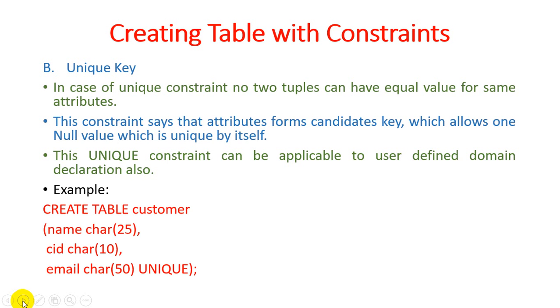Just take an example. Name char 25, CID char 10 and email char unique. Whenever we apply a unique key constraint, at that time we just mention unique, not defined with a key.